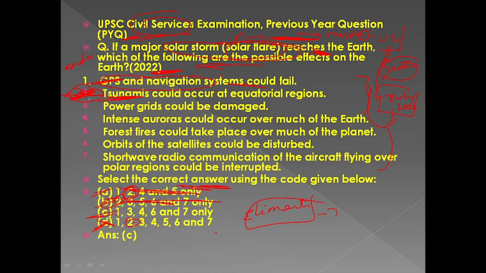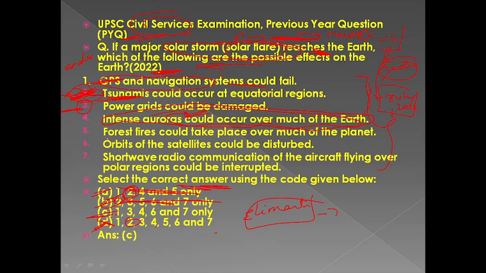Okay, see the third one. Power grids could be damaged. Yes, the power grids could be damaged. Intense auroras could occur over much of the earth. You see here the fourth one, intense auroras. Here auroras reflect that the sky changes colors because of these solar flares, mostly in the polar regions, as you can see.